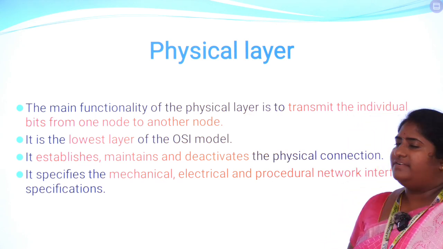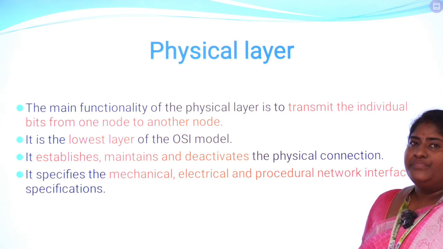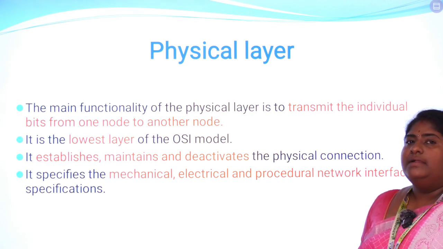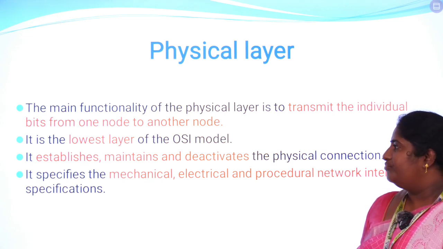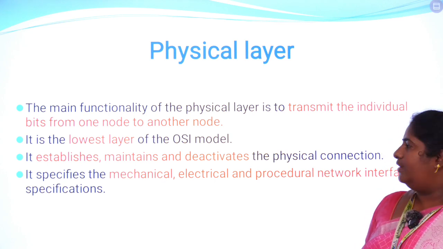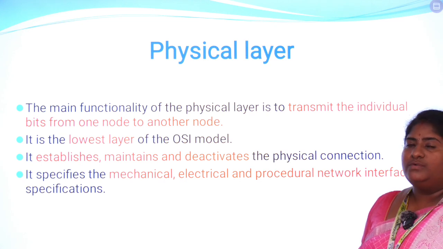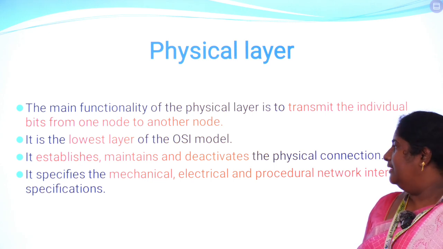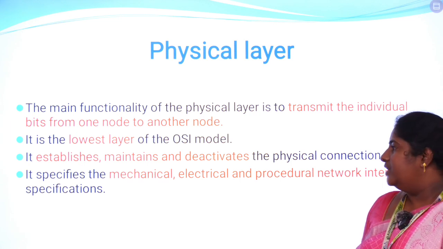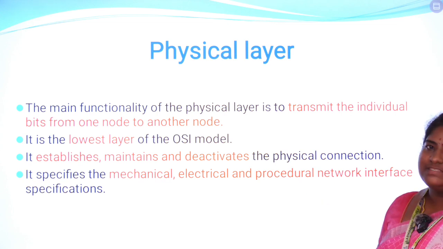The main functionality of the physical layer is to transmit the individual bits. The data frames from the data link layer will be converted to bits while transferring through the physical layer. This is the lowest layer of the OSI model. The major use of the physical layer is that it establishes the connection between the two systems for transferring, maintains the transfer, and then deactivates the connection after completing the communication. It transfers the data as a mechanical, electrical or procedural network interface specification.